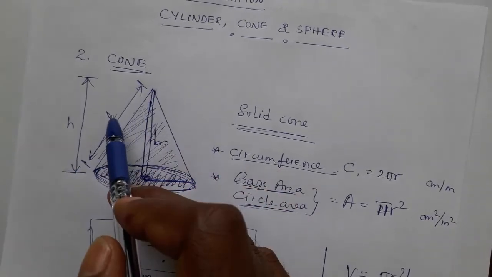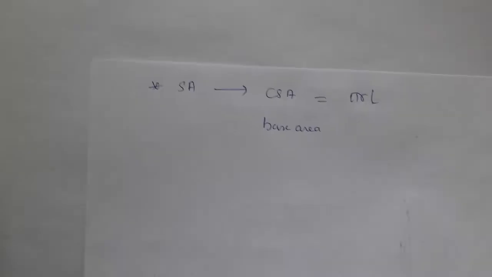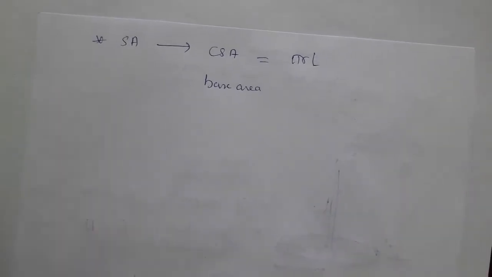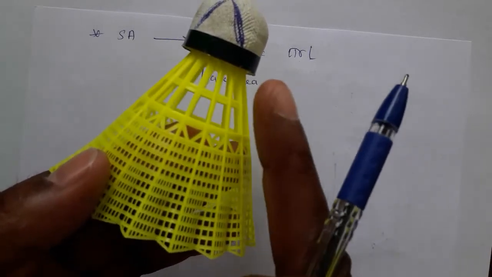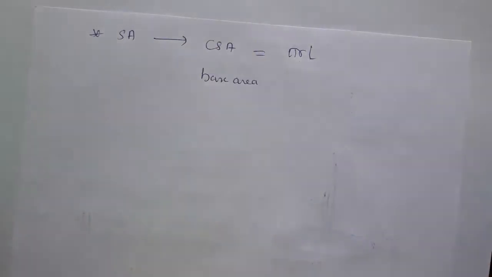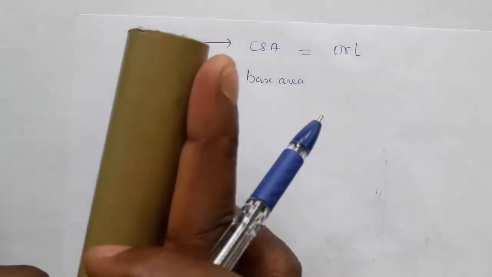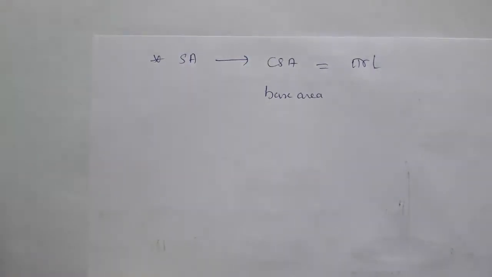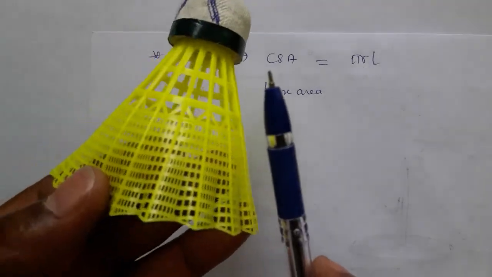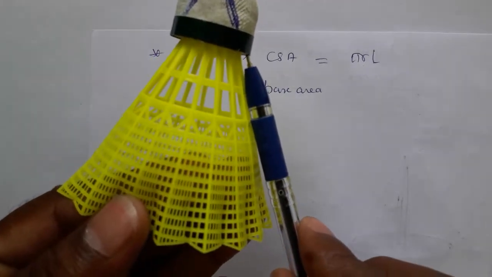What is this slant? That is the slant height. We are using slant height because curved surface area is about this part. This part is taken as the curved surface area. In a cone, the curved surface area is slant, but in a cylinder the curved surface area is straight, so we use only 2 pi r h. But here in the cone the curved surface area is slant.